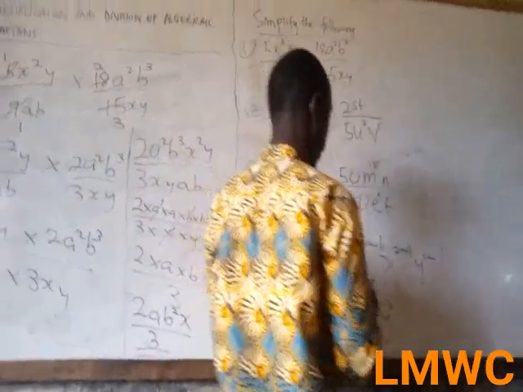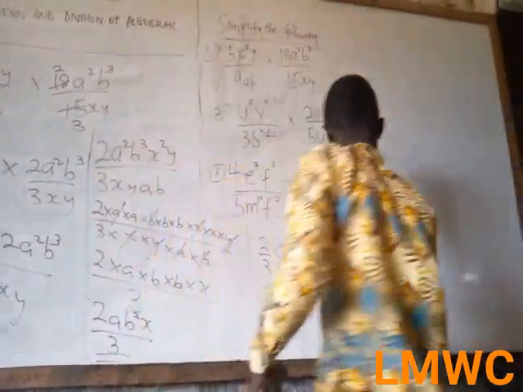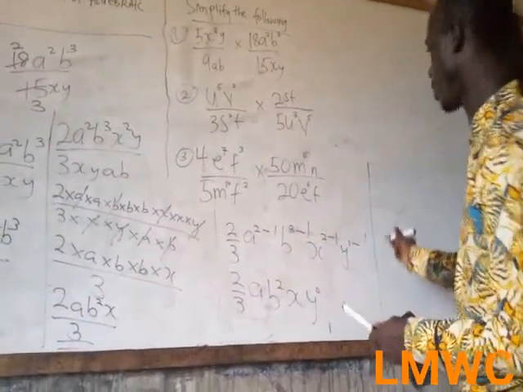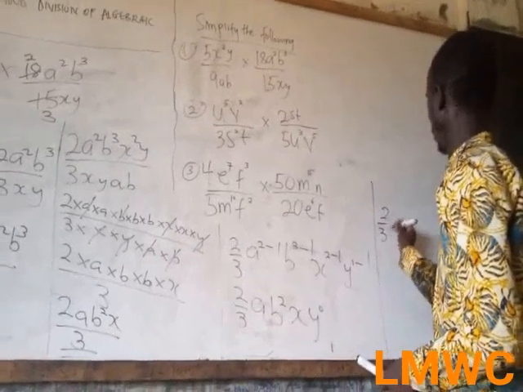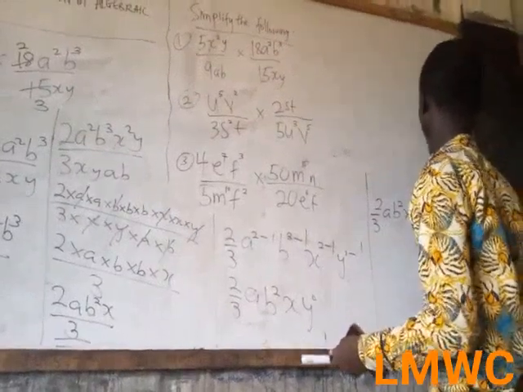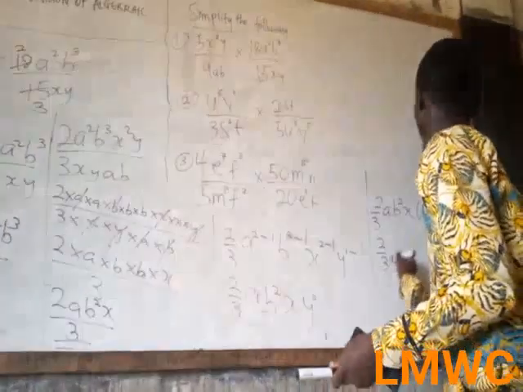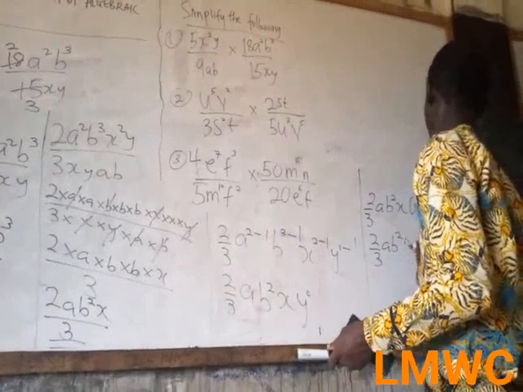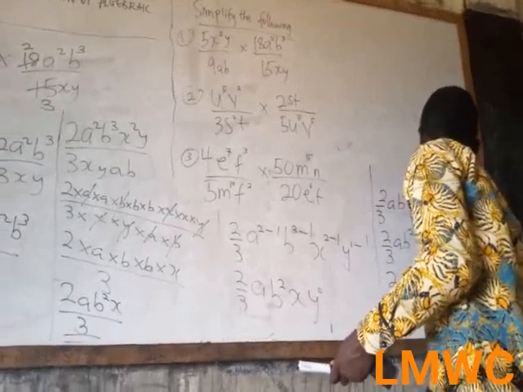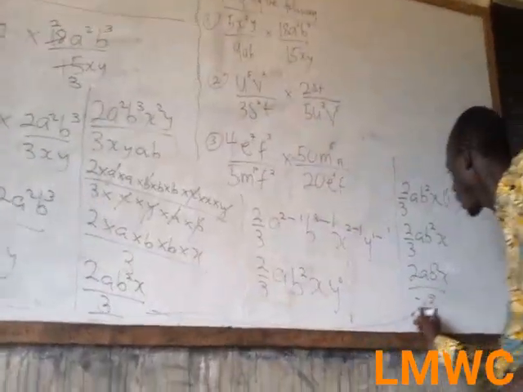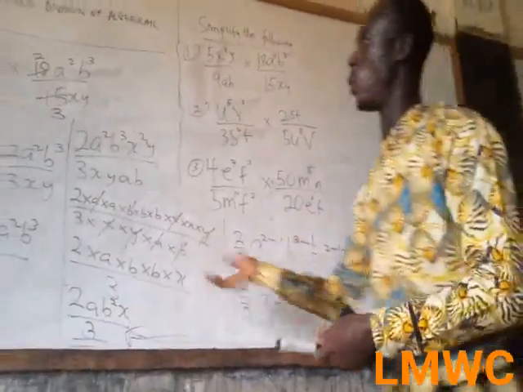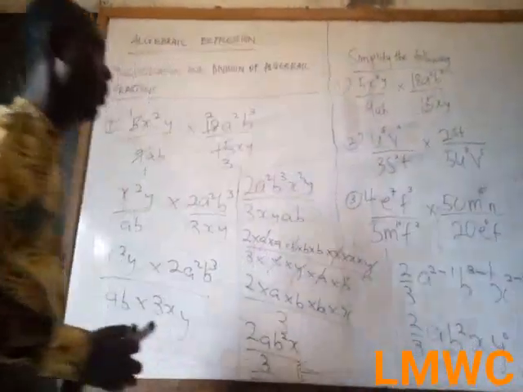So I'll simplify it. So it becomes 2 over 3 ab squared x y raised to the power 0, which is 1. So you have 2 over 3 ab squared x, because x times 1 is x. So it's 2ab squared x over 3. So you see, we are getting the same answer if you compare. Whether you use the indices or expansion approach, it's not difficult.